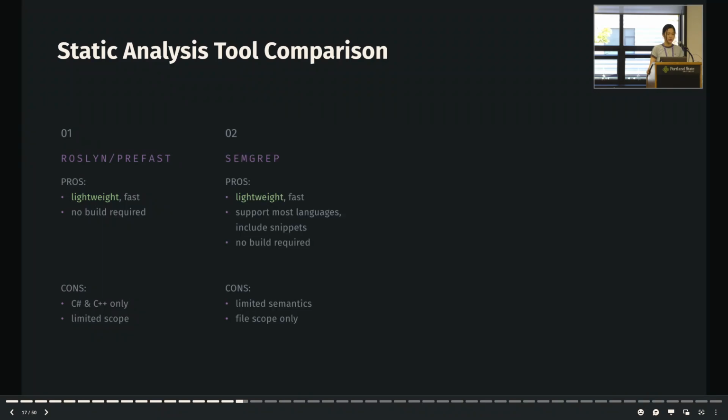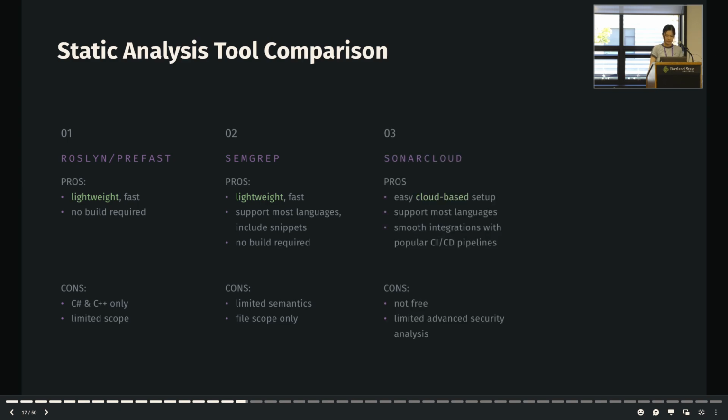Semgrep is also lightweight, and it supports most coding languages and frameworks, including snippets. However, it only covers file-level scope and has limited semantics. SonarCloud offers great multi-language support and CI/CD integration. It's cloud-based, so it's easy to set up and integrate with various pipelines like GitHub or Azure. However, SonarCloud is a paid service, and it's not that powerful on deeper security analysis.